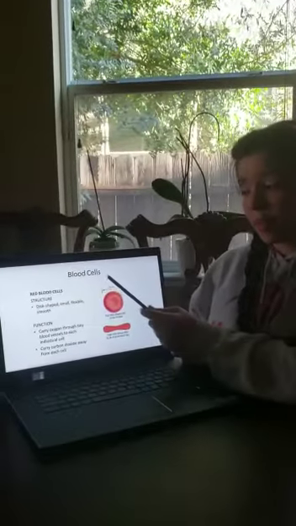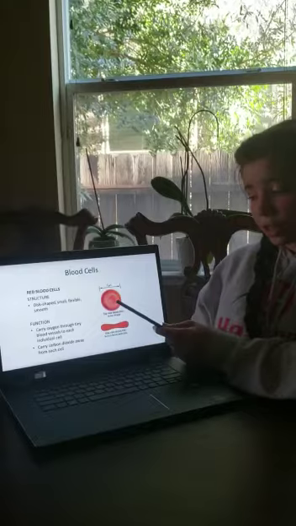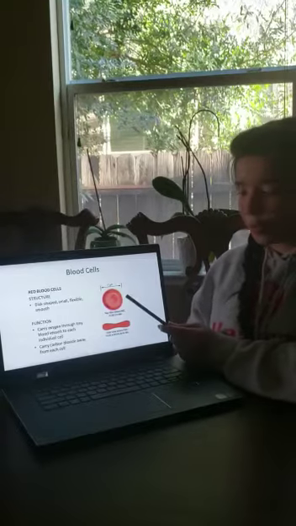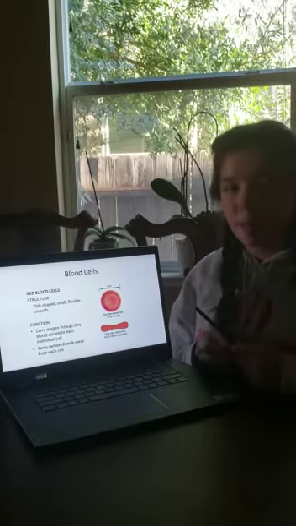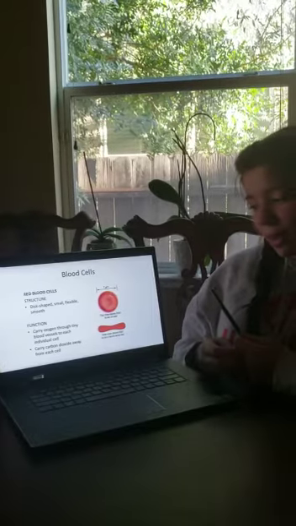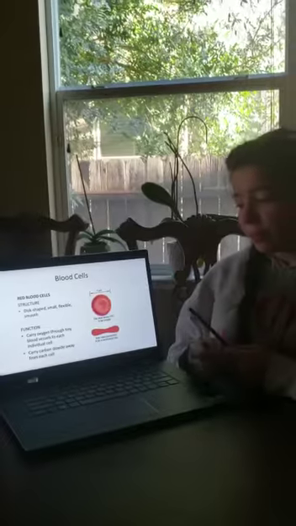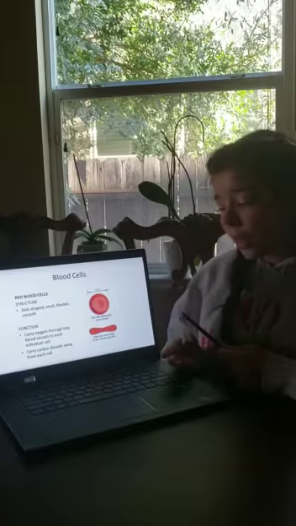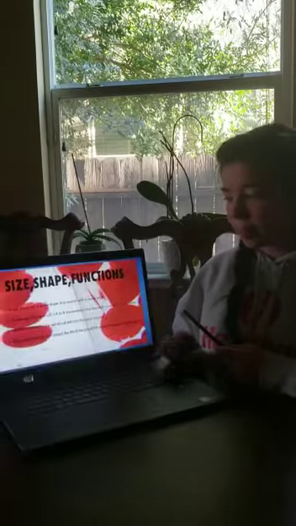Blood cells have a specific structure. They are disc-shaped, small, flexible, and smooth. The functions of red blood cells are to carry oxygen throughout tiny blood vessels to each individual cell. They also carry carbon dioxide away from each cell.